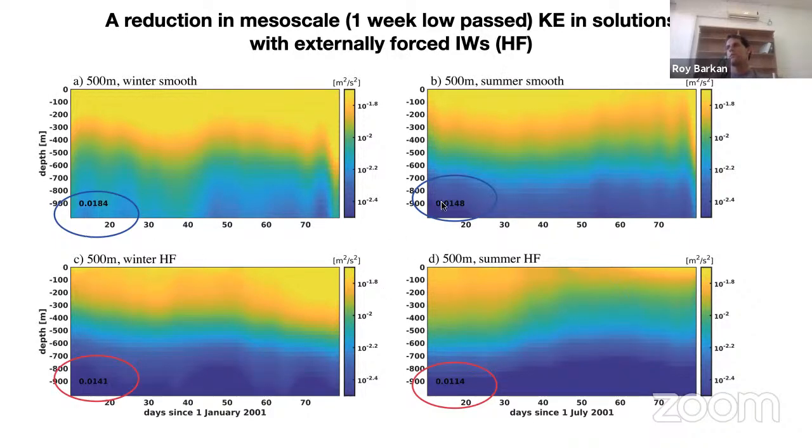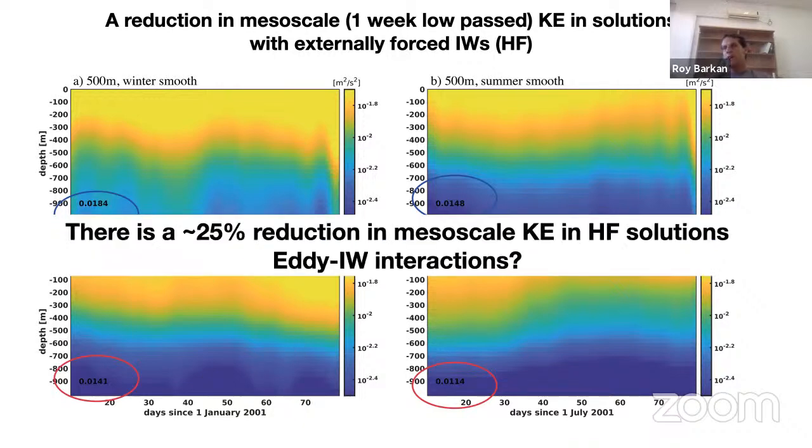And what I've circled here is basically the volume average. So if I depth integrate over the top 500 meters, which I think is the part of the model that best agrees with observations, you can see that there's quite a substantial reduction in the low pass mesoscale energy in the solution with the internal wave forcing during both seasons. And the numbers that we're getting are pretty large, pretty dramatic, about 25% reduction.